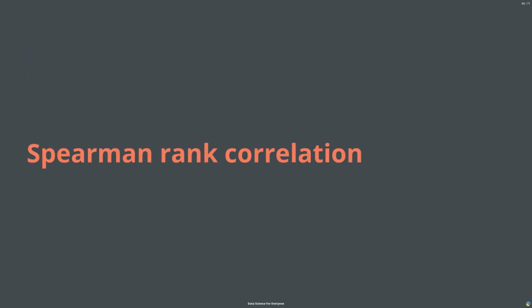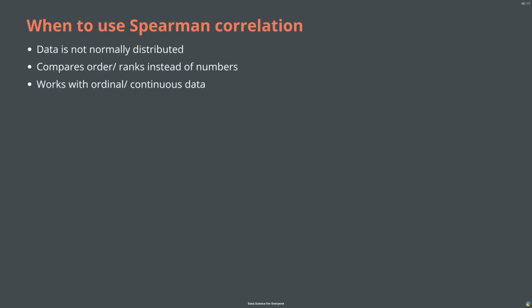Spearman's rank correlation is a statistical method used when the data doesn't meet the assumptions required for Pearson's correlation. It looks at how closely the rankings of the two variables match. If the data isn't normally distributed, we can use the Spearman correlation to explore the relationship between the two variables, either across the whole dataset or within specific groups. This method compares the order or rank of values rather than the exact numbers. It works well with ordinal data or continuous data that doesn't follow a normal distribution.